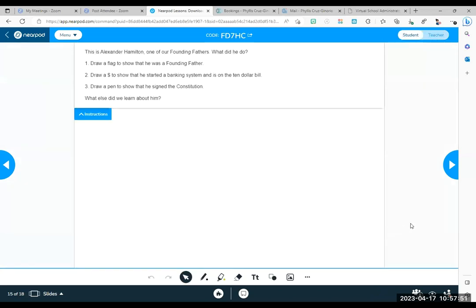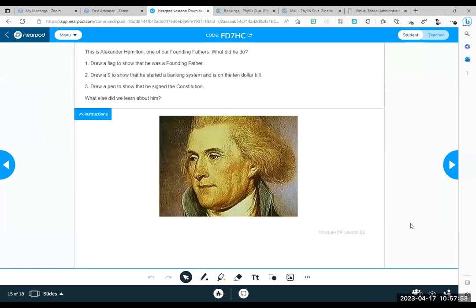Aha, this is Alexander Hamilton. If you've ever wondered who some of our founding fathers are that created the structure of our government, this is one of them, Alexander Hamilton. What did he do? I don't know if we'll get to see the video about Alexander Hamilton, but I want you to draw a few symbols to show what he did.